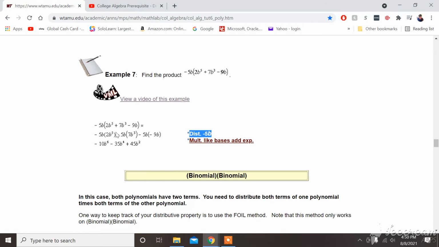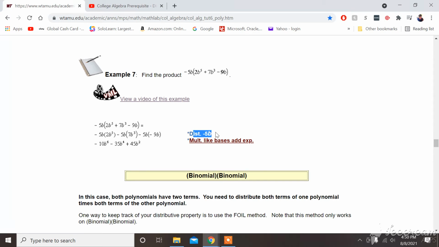Alright, and then add these two exponents together, 4. And last, -5 times -9, positive 45. Two.